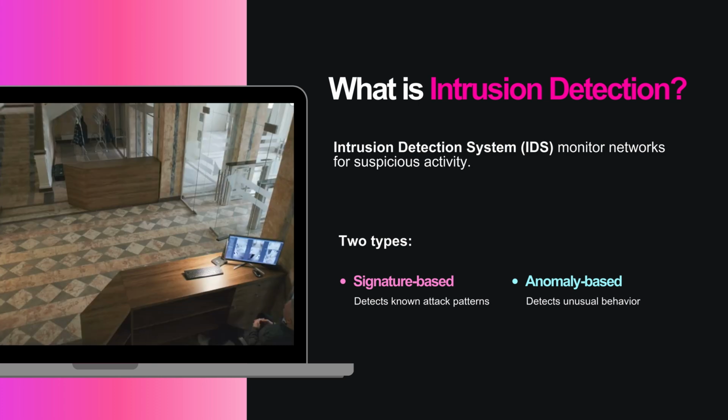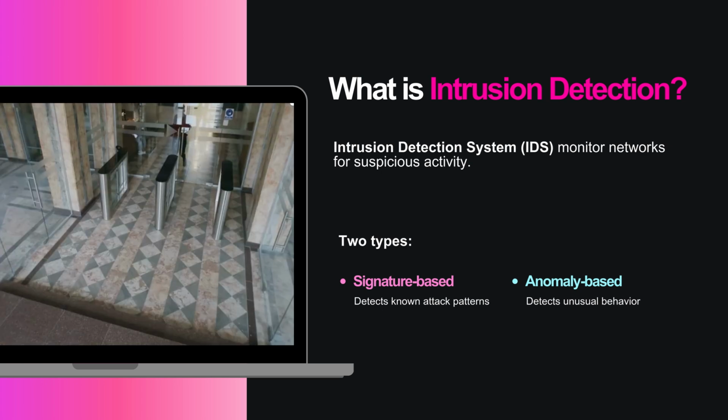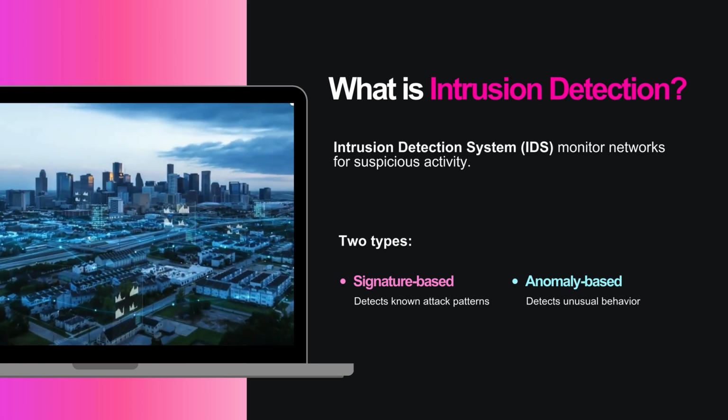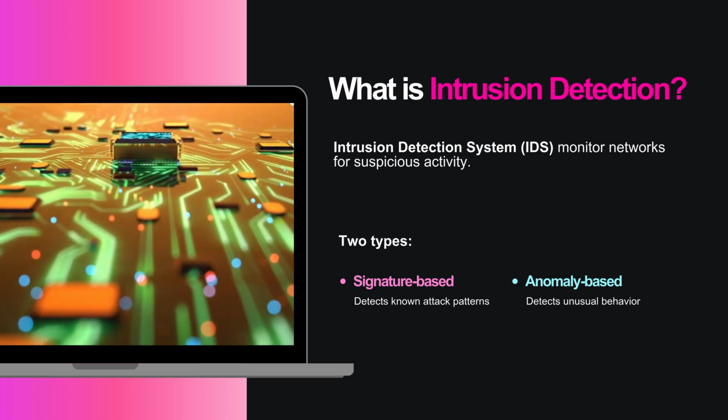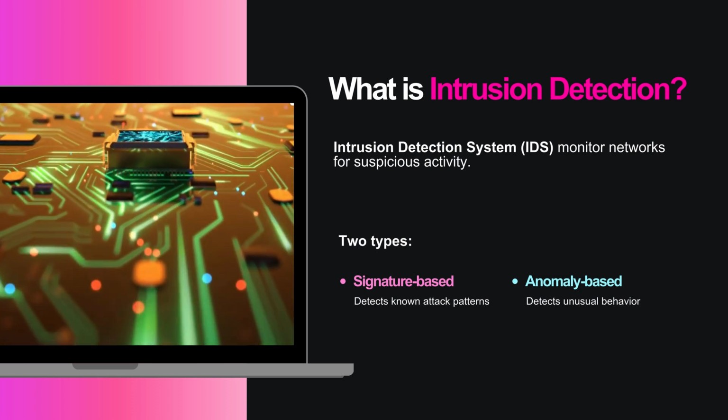Imagine a bustling city, where every vehicle represents data traveling in and out of a network. Now, picture a security guard stationed at the entrance, scrutinizing each, ensuring only authorized ones pass through. That's exactly what an intrusion detection system, or IDS, does for your computer network. It monitors traffic, analyzing patterns and behaviors to spot anything suspicious.